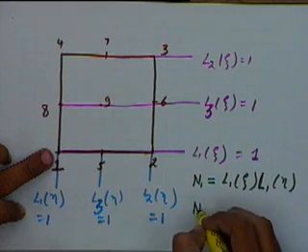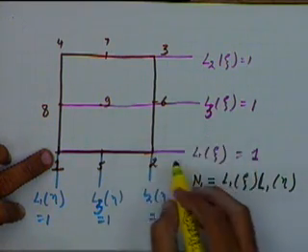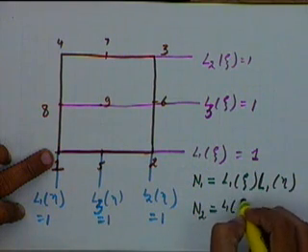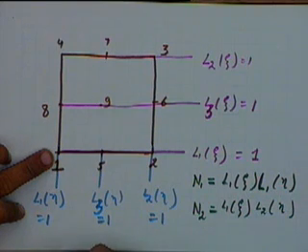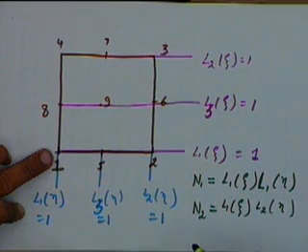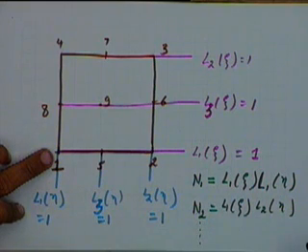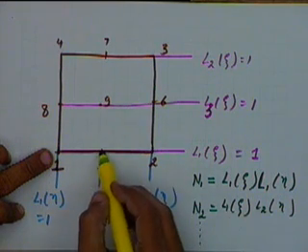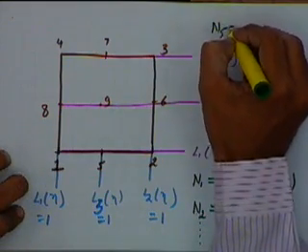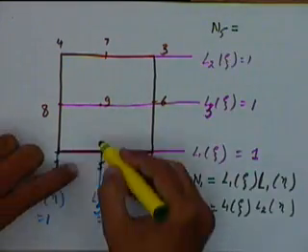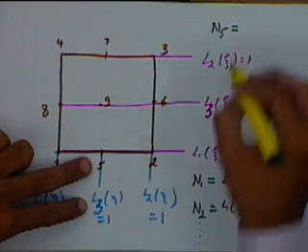Okay, if I take n2, I will take n2 to be a product of L1 of zeta and L2 of eta. Okay, and so on. For n5, I will write it here, n5 will be a product of L3 of eta and L1 of zeta.